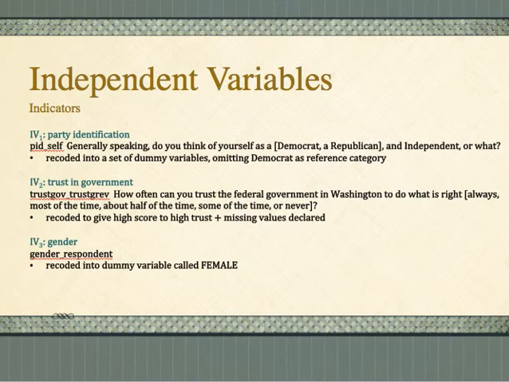My first independent variable is party identification, which was recoded into a set of dummy variables for the purposes of a multiple regression analysis. Democrats were omitted as a reference category because they made up the largest group. Trust in government, measured by the question, how often can you trust the federal government in Washington to do what is right, was recoded so that the high score went to highest amount of trust. Gender was also recoded into a dummy variable called female because I wanted to see the effect of being female as opposed to being male on expenditure support.